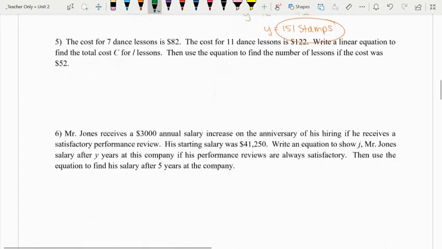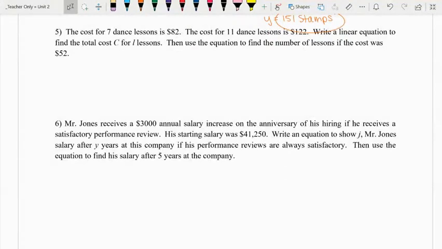For number 5, the cost for 7 dance lessons is $82. Again, that can be looked at as a point. The cost for 11 dance lessons is $122. Write a linear equation to find the total cost C for L lessons. Then use the equation to find the number of lessons if the cost was $52.